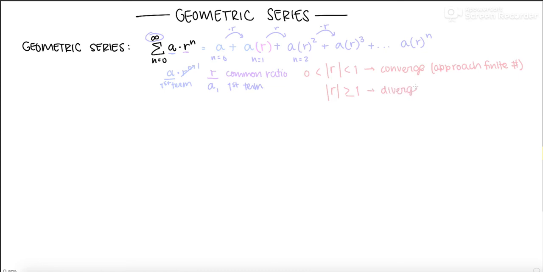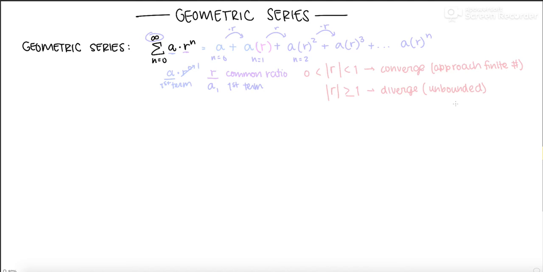And what does diverging mean? Well, that means the series does not approach a finite number. It's unbounded. So it goes on to infinity, it can go on to some non-finite number, which is usually going to be infinity.